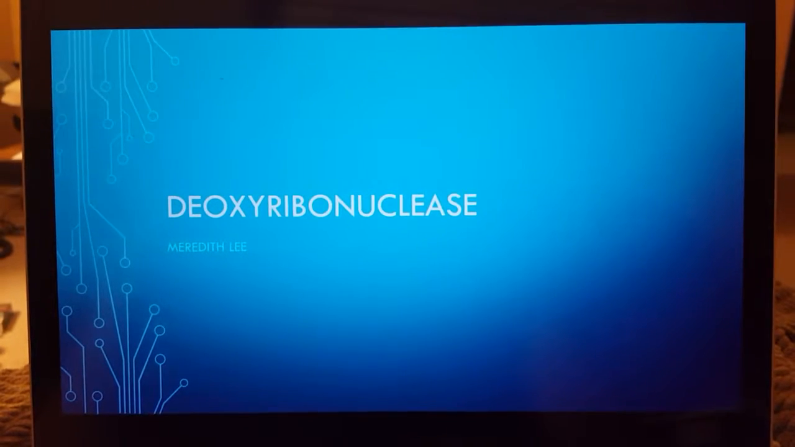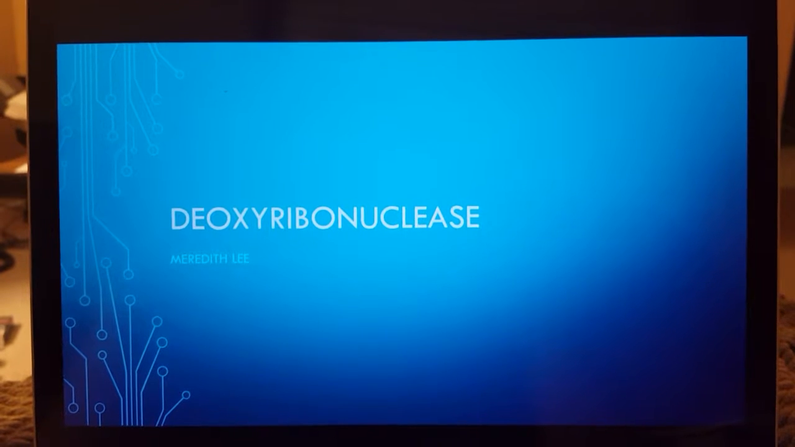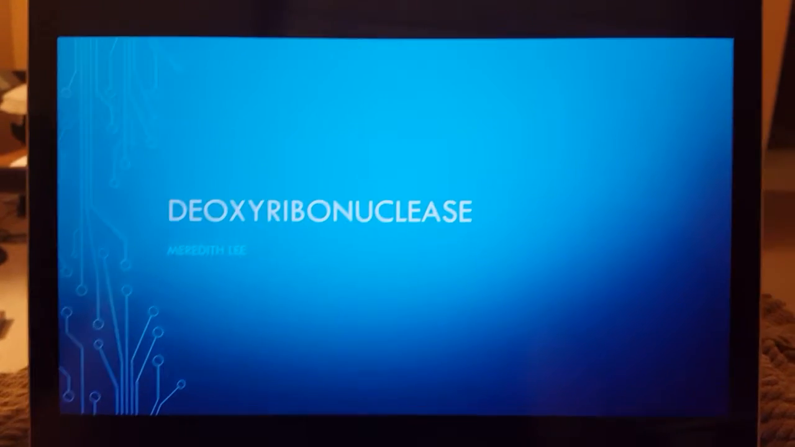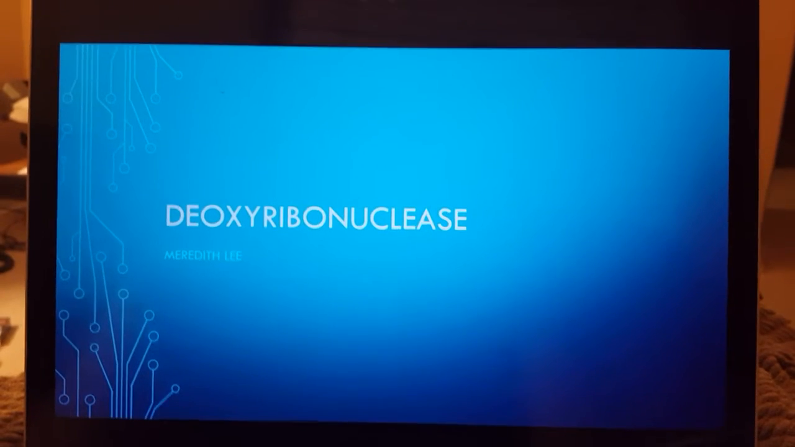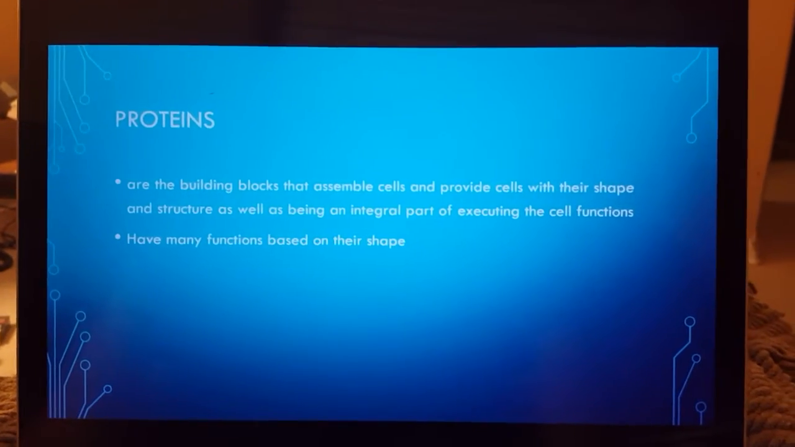My name is Meredith Lee, and this is my protein presentation for Cell Bio 2440, and my protein is deoxyribonuclease. So I'm going to start by explaining proteins.